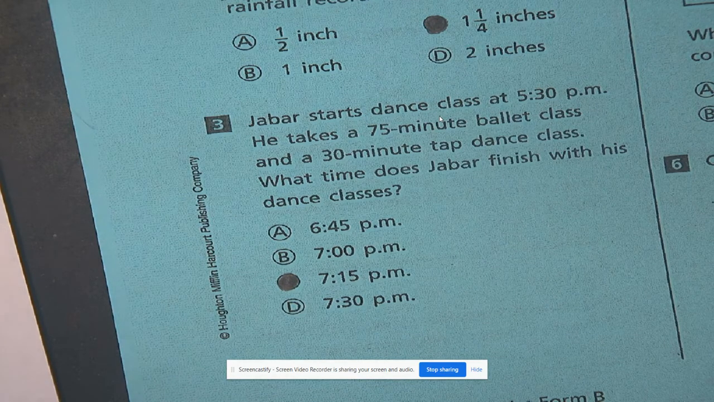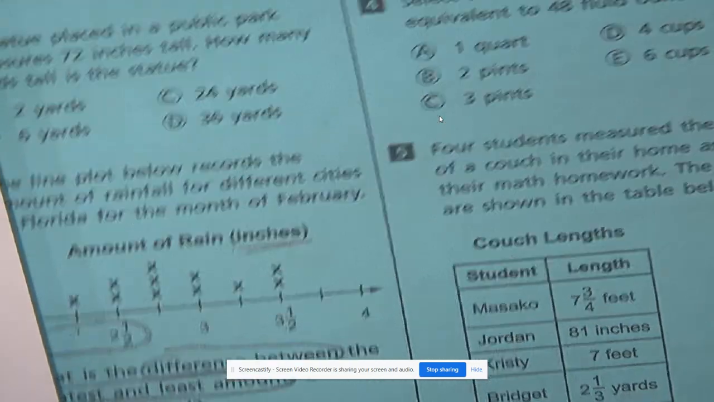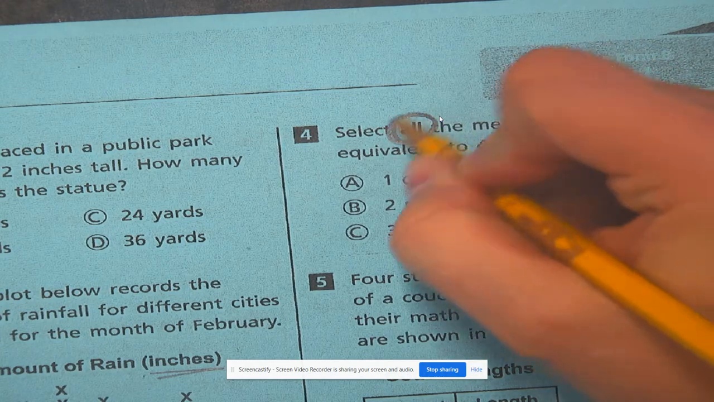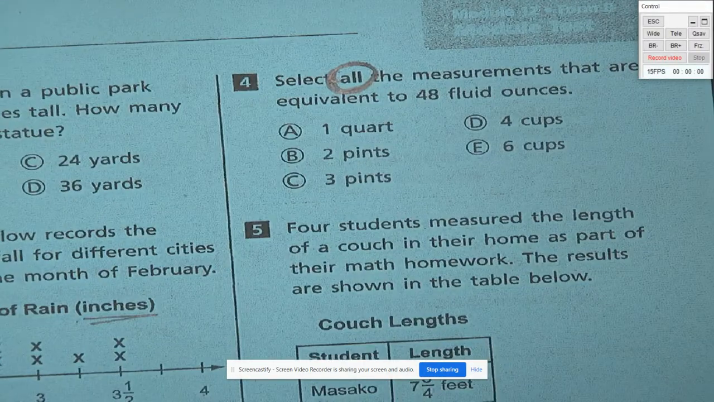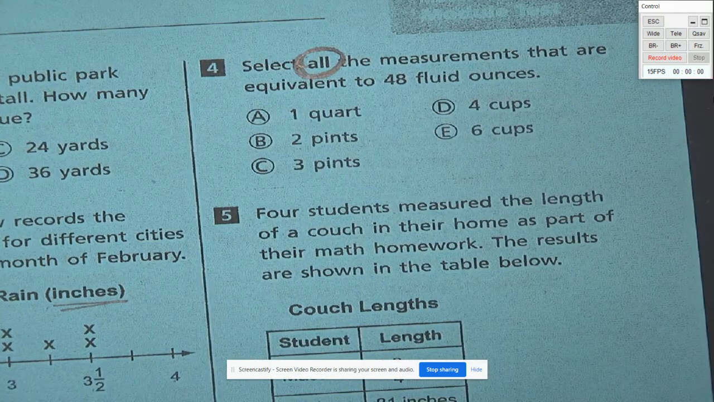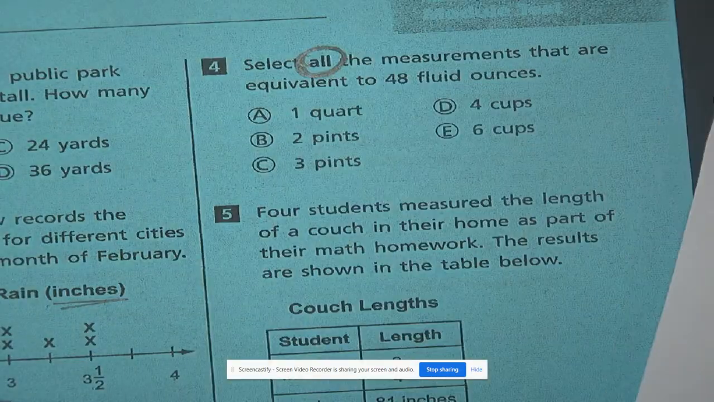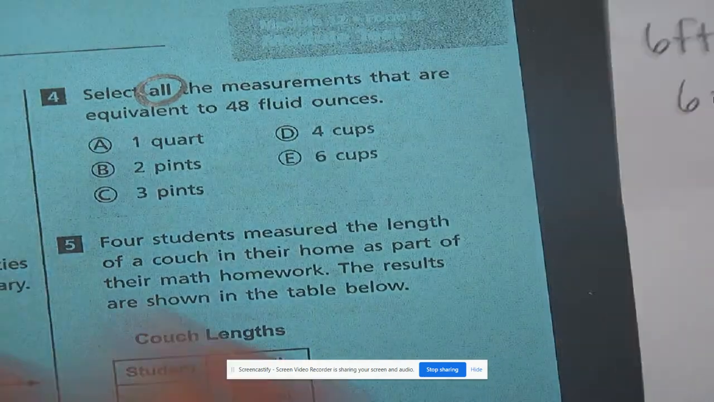All right, next one, number 4. Select all, what do I do with that word? Circle it big. The measurements that are equivalent to 48 fluid ounces. Okay? So what are we going to have to do?